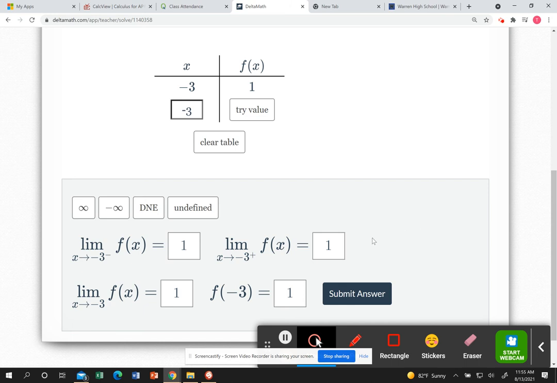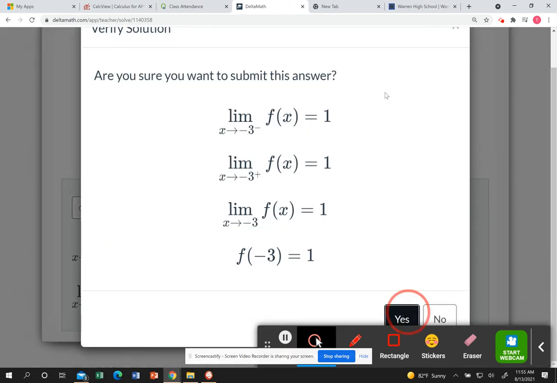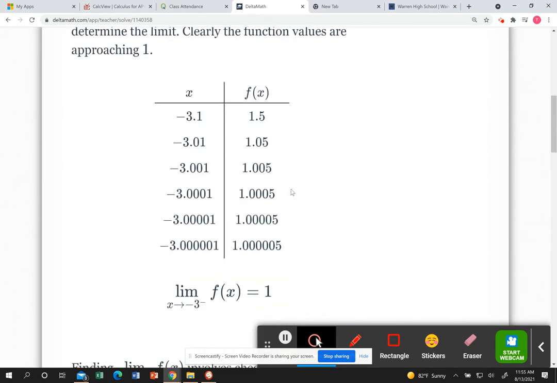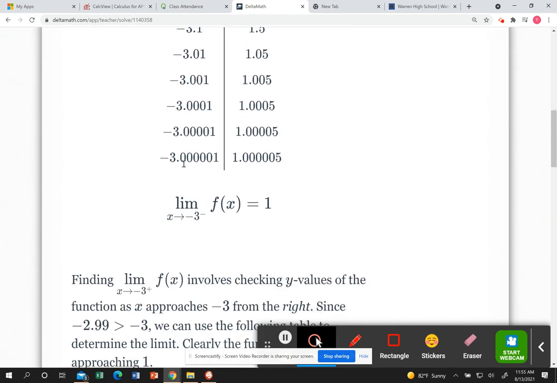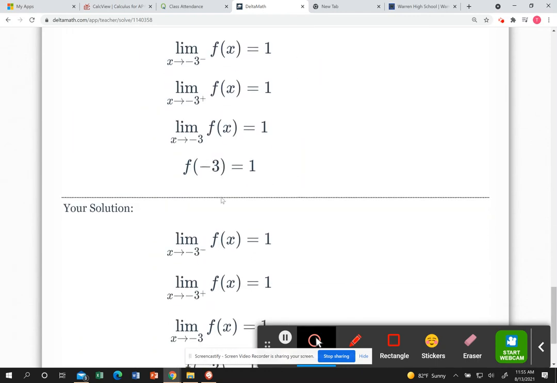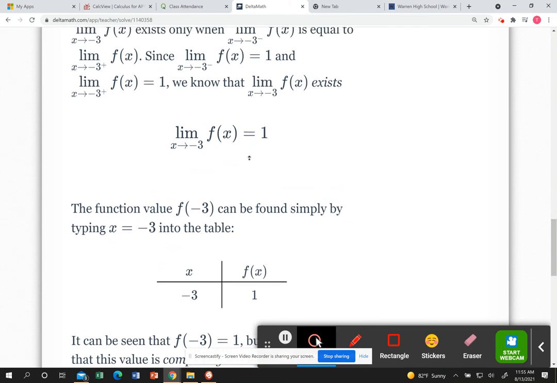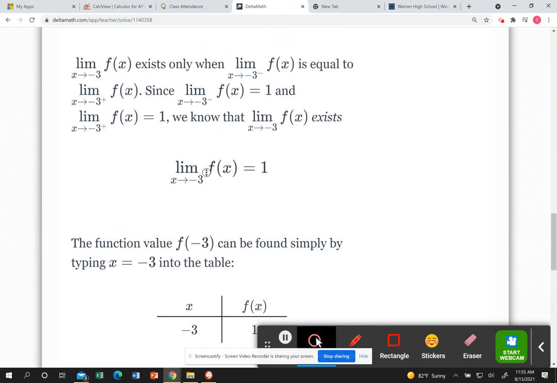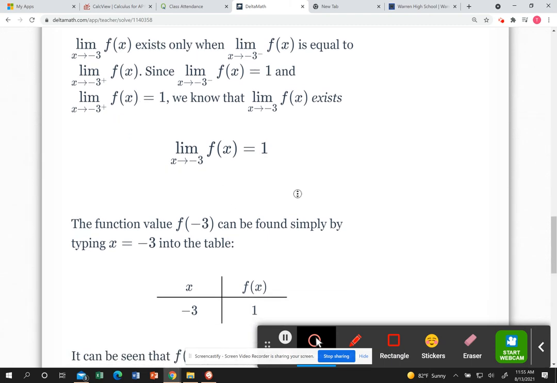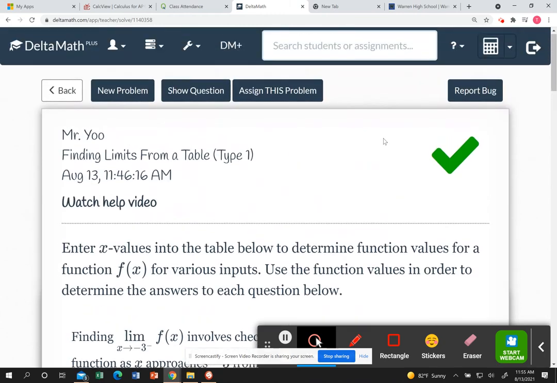I'm sure some of you will make a mistake. But if you do make a mistake, DeltaMath is very good about showing the solutions. These are sample values that you plug in. You can put more than once. I just needed to put twice. And then other values, and it tells you how to solve the other parts. But again, if you need some help, you let me know. Alright, that's the first part, using a table. The second part will be using a graph, okay?